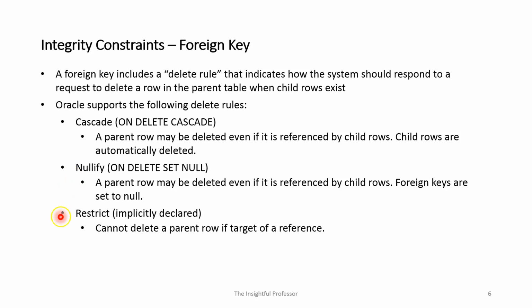And the third option is the restrict. Here what happens is if you attempt to delete a parent row, and there's at least one child that references that row, the deletion against the parent would fail. It would be rejected by the system. That's the concept of referential integrity, kind of from the child to parent relationship there.